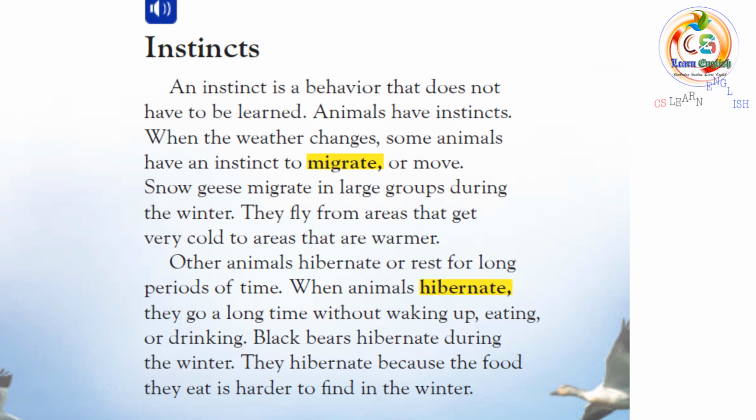Instincts. An instinct is a behavior that does not have to be learned. Animals have instincts. When the weather changes, some animals have an instinct to migrate or move. Snow geese migrate in large groups during the winter. They fly from areas that get very cold to areas that are warmer. Other animals hibernate or rest for long periods of time. When animals hibernate, they go a long time without waking up, eating, or drinking. Black bears hibernate during the winter. They hibernate because the food they eat is harder to find in the winter.